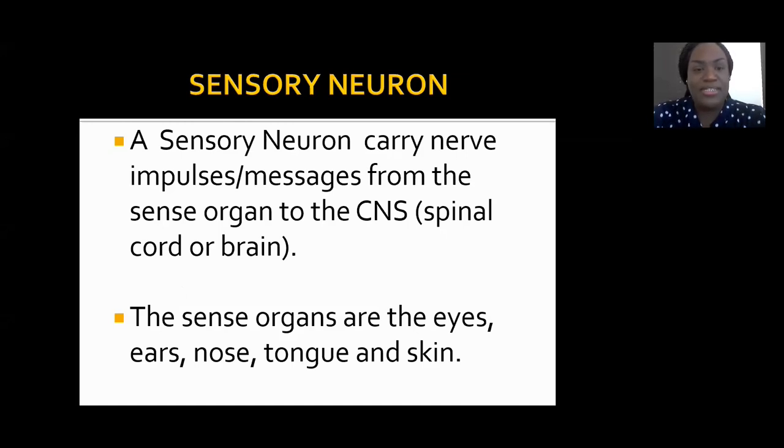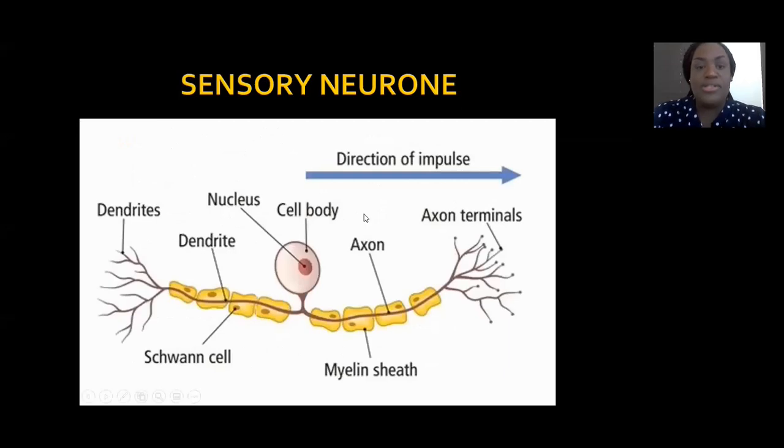So now how does this sensory neuron look? Okay, I want you to keep in mind what the function is. The function is to carry electrical impulses from a sense organ to the CNS. It could be either the brain or the spinal cord. Okay, and moving along, we'll see that the sensory neuron has the four parts in common that I spoke about earlier.